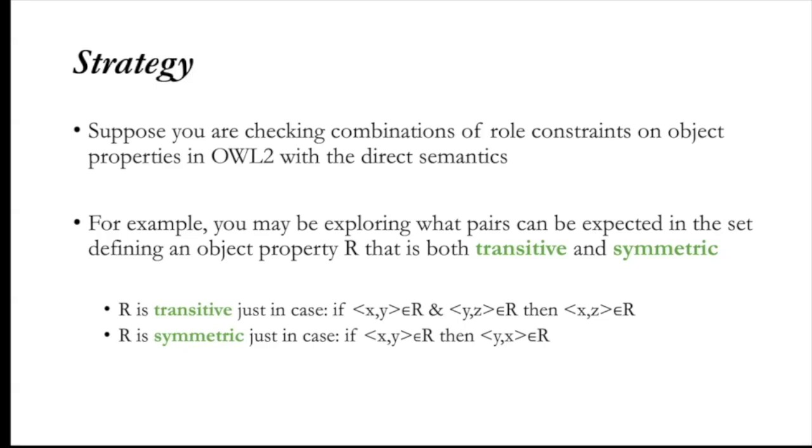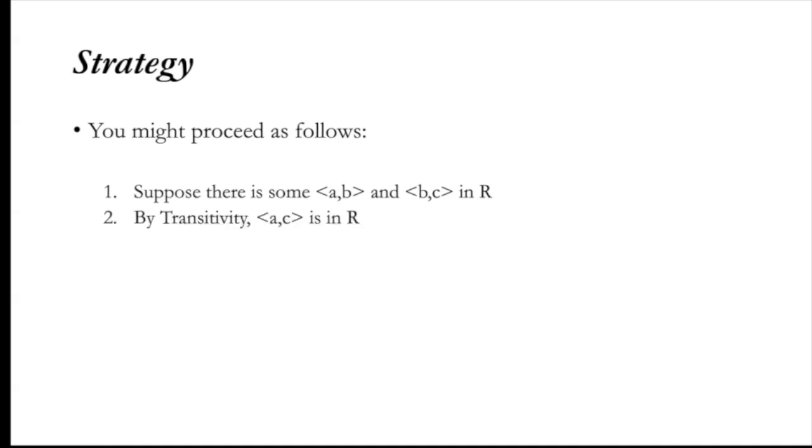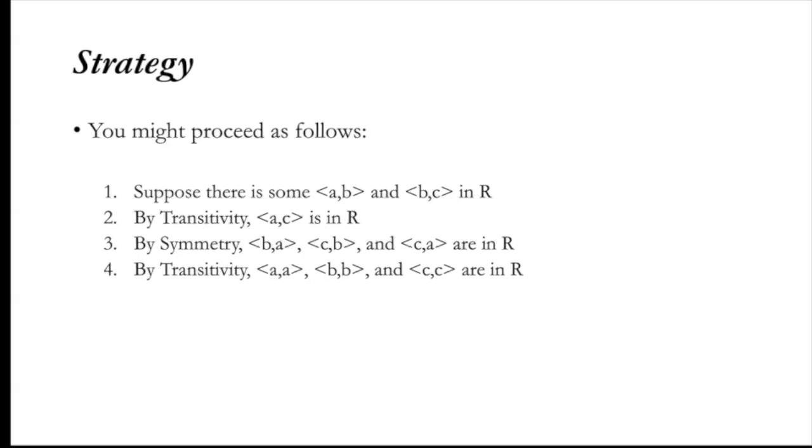Transitivity defined there, symmetry defined there, all in terms of X, Y, Y, Z pairs under a relation R. Right. So you might proceed as follows. Suppose there's some pair AB and BC under the relation. By transitivity, AC is in the relation. By symmetry, BA and CB and CA are in the relation. By transitivity, again, AA, BB, and CC are in the relation.